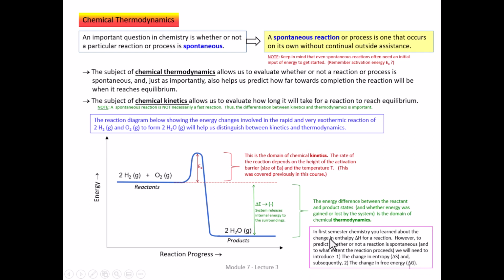Now, in first semester chemistry, you learned about the change in enthalpy for a reaction. In real terms, we covered that as a review of General Chemistry 1 in the first 2 lectures of this module. However, to predict whether or not a reaction is spontaneous and to what extent the reaction proceeds, we will need to introduce a couple of things in this module. The first is the change in entropy, and subsequently, the change in free energy. Both of these terms you've seen before, but we're going to introduce them at a little more fundamental level in this module.